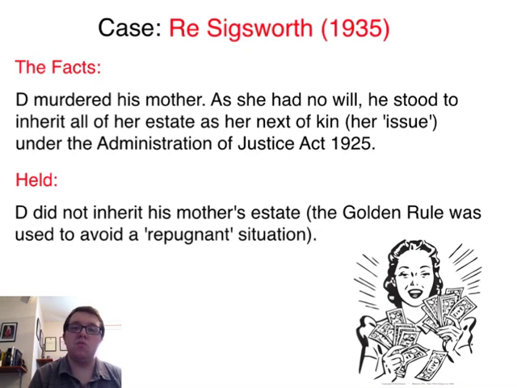Now, of course, what was rather interesting about this case and this approach is that the judges at this point are effectively creating law, because in the Administration of Justice Act 1925 they were effectively writing into the Act that an issue who has murdered their next of kin should not inherit, and that to this day remains the case.